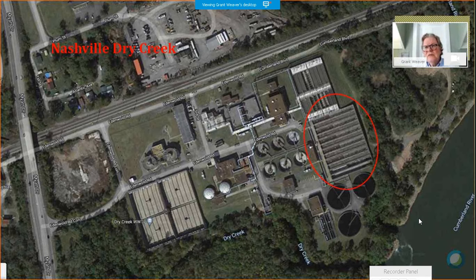So this plant was designed not really for phosphorus removal or nitrogen removal. It was designed to create a better settling sludge. Nice big air off zone. Well, in that air off zone, it works really nice as a fermenter. And consistently, Nashville Dry Creek produces a nice low effluent phosphorus.